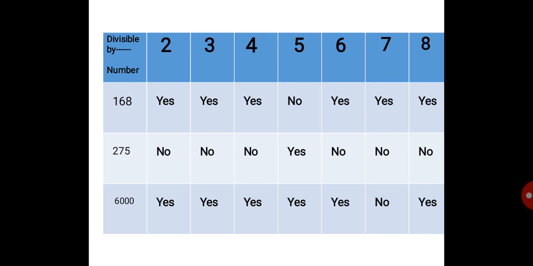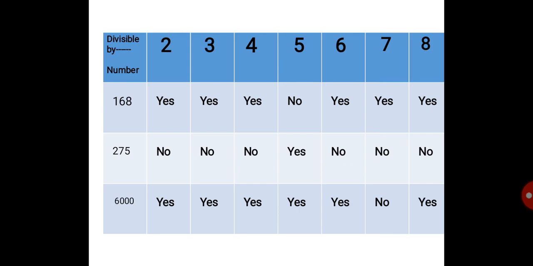Now we will check whether 168 is divisible by 8 or not. So we will check its hundreds, tens and ones place, that is 168, and it is divisible by 8. Like this example, you will try the other two examples, that is 275 and 6000.